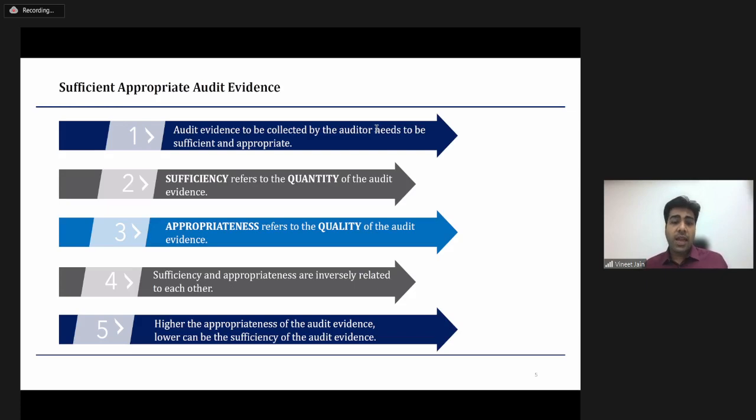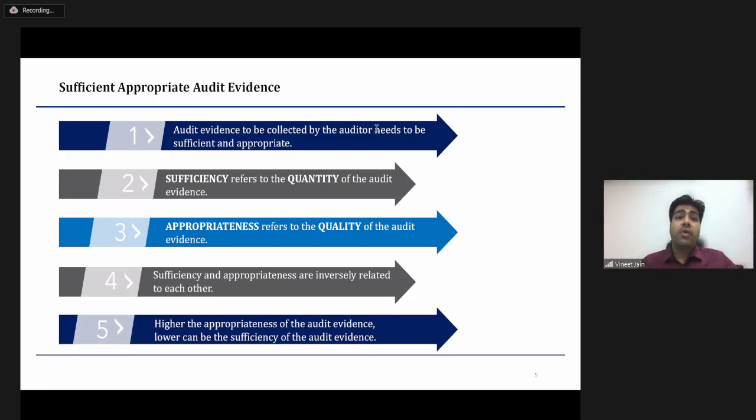But on the other hand, if the situation is we are not able to arrange external bank confirmation, and the client provides us with the photocopies of the bank statement, then that may not be the appropriate audit evidence for us. Then we may need to perform additional audit procedures in order to gather sufficient appropriate audit evidence. So that particular photocopy of the bank statement will not help us achieve that sufficiency level and appropriateness level also. And then we will have to perform certain additional audit procedures.